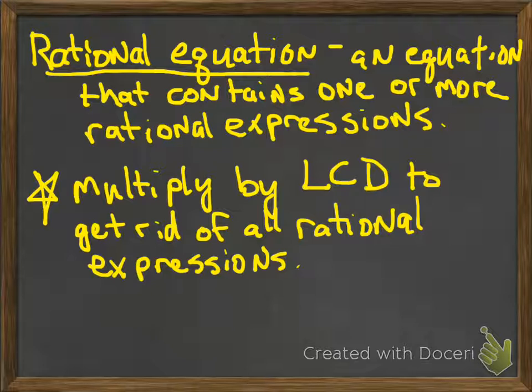You'll be fine. Multiply by the LCD to get rid of all the rational expressions. So this is the important part. You need to get rid of the fraction. That will be your step one. You will multiply. It's not a hard thing to figure out. You can do this.